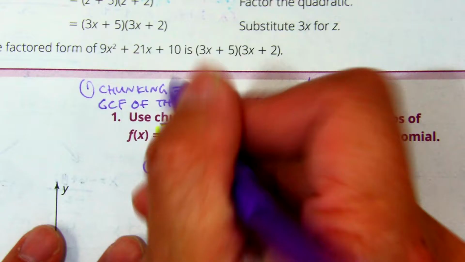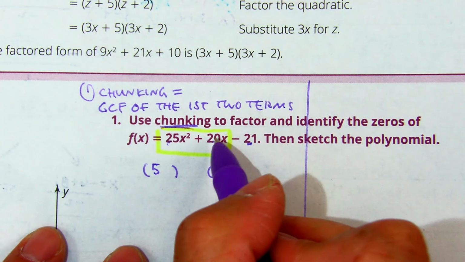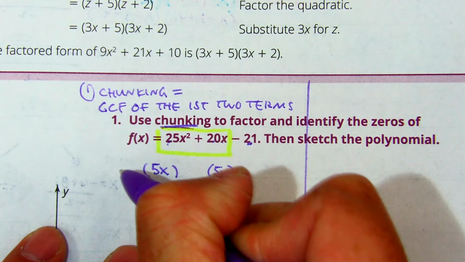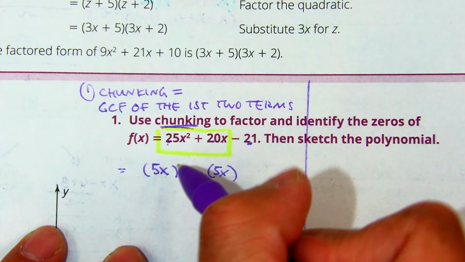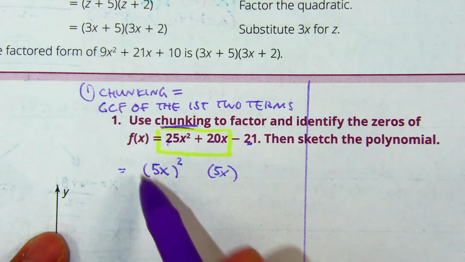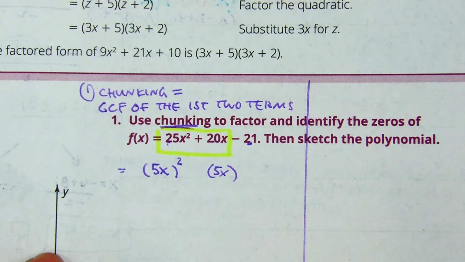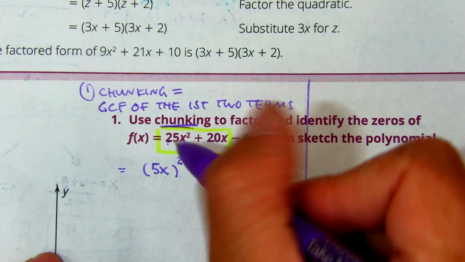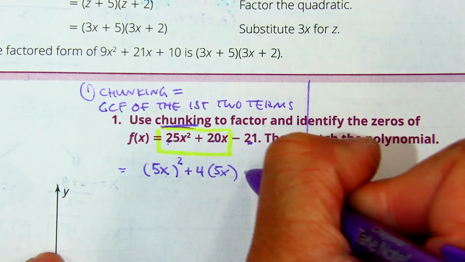5. 5 and an X, right? Okay, watch what I'm going to do. I'm saying that this is equal to this. So 5x squared, because class, what's 5x times 5x? 25x squared. Something times 5x equals 20x. What is that? 4. And I'm going to put down this minus 21.